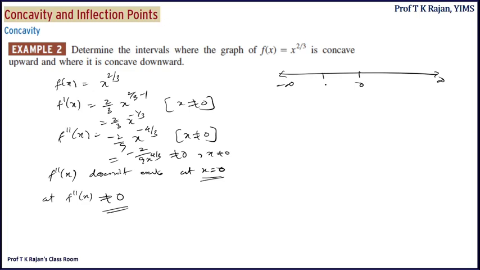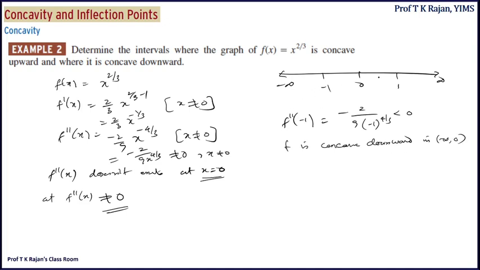Now you have to take a point c here, something like minus 1, and similarly 1 here, and calculate f double dash of c. Here f double dash of minus 1 is equal to minus 2/9 into minus 1 raised to 4/3. Minus 1 raised to 4/3 is a positive number, so this is a negative number. This is clearly negative. That means in the interval minus infinity to 0, f double dash is negative. That means the function is concave downward in the interval minus infinity to 0.